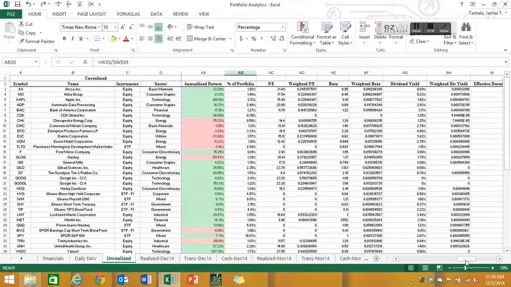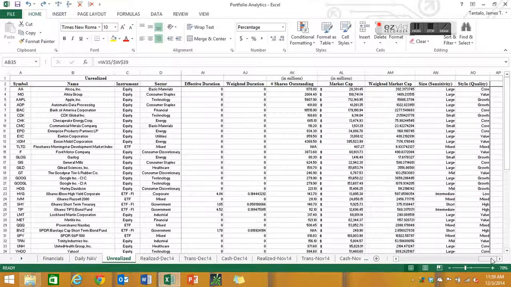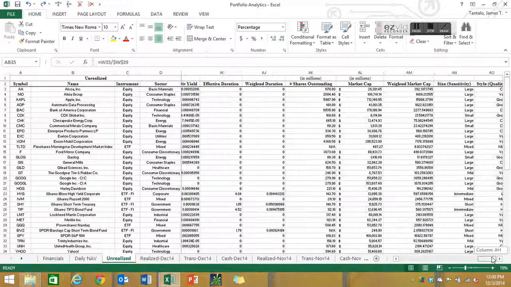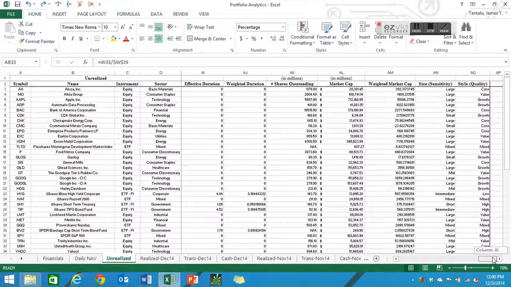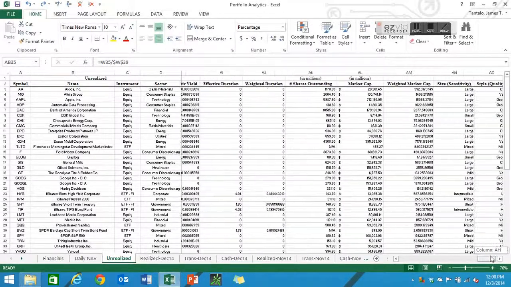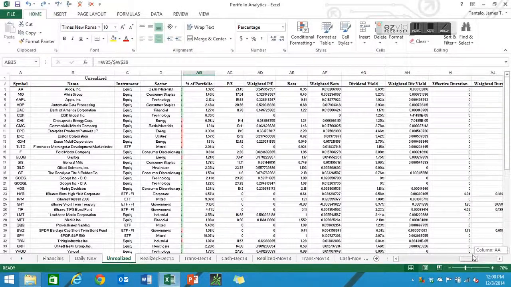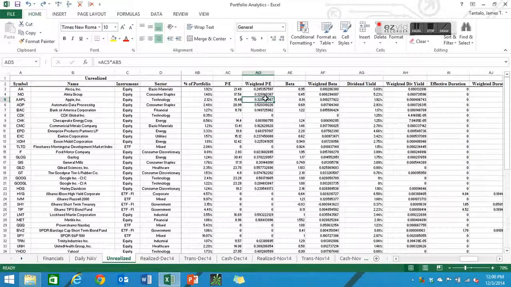So as we move more into the analysis, we understand that this spreadsheet really keeps into account exactly what the PE is, our dividend is, our duration, shares outstanding, market cap, and it also weights all of those things for how much of the portfolio each of our stocks is worth. So for example, we're going to keep going with Altria. PE ratio, which is our price to earnings, that's our current market price divided by our earnings per share.